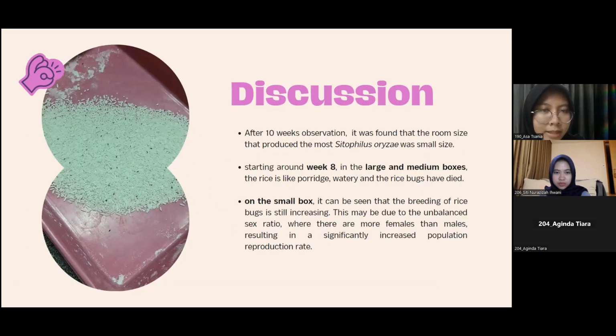And then the discussion. After 10 weeks of observation, it was found that the room size that produced the most Sitophilus oryzae was small size. Starting around week 8 in the large and medium boxes or containers, the rice is like porridge, watery, and the rice bugs have died. In the small containers, it can be seen that the breeding of rice bugs is still increasing. This may be due to the unbalanced sex ratio, where there are more females than males, resulting in a significantly increased population reproduction rate.